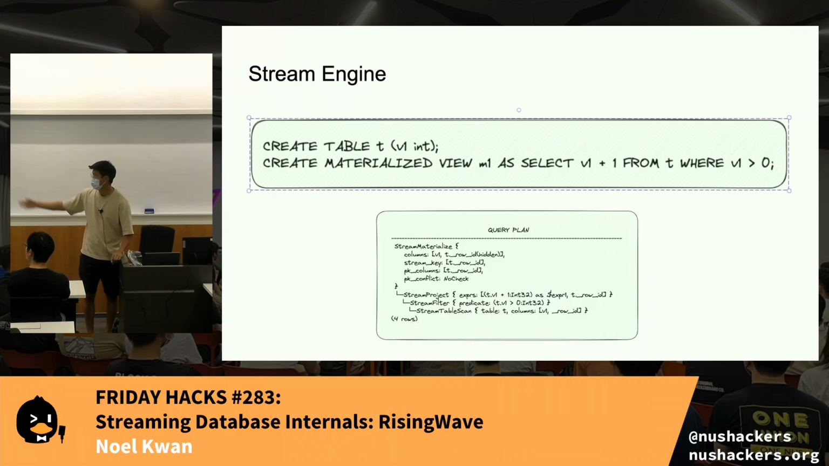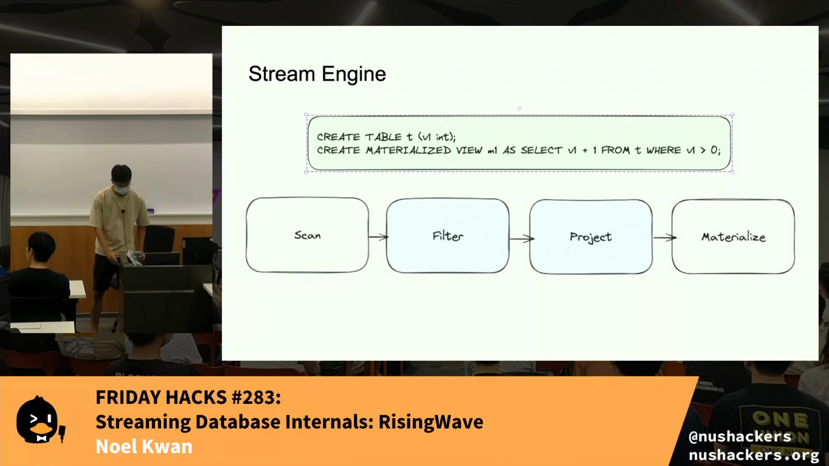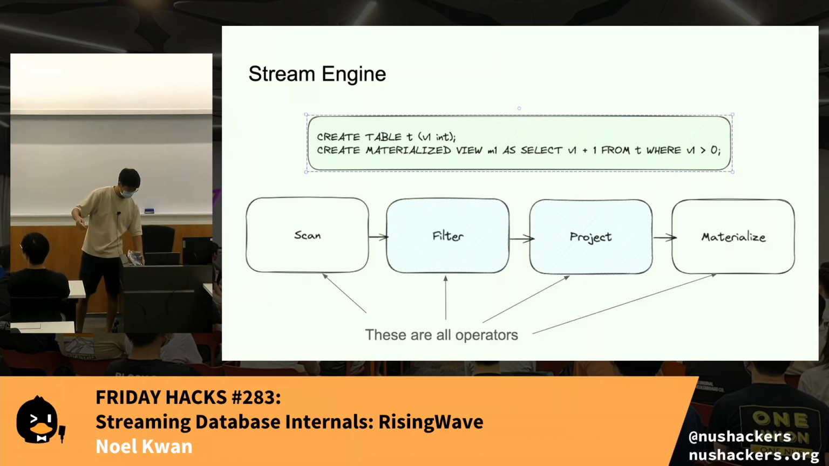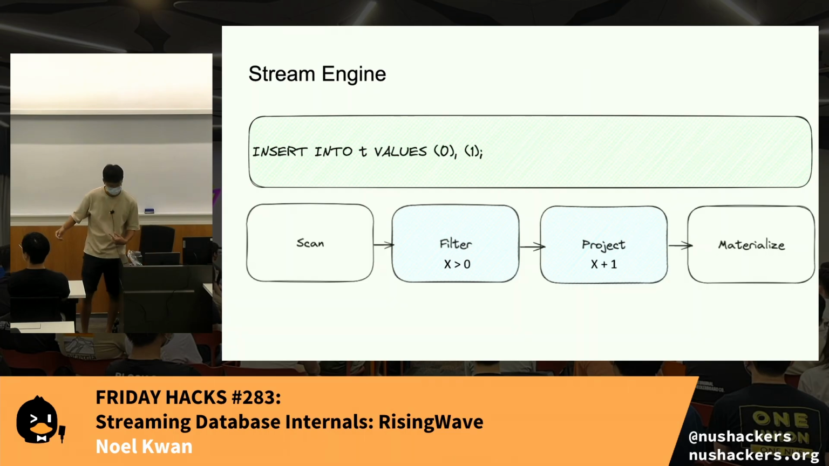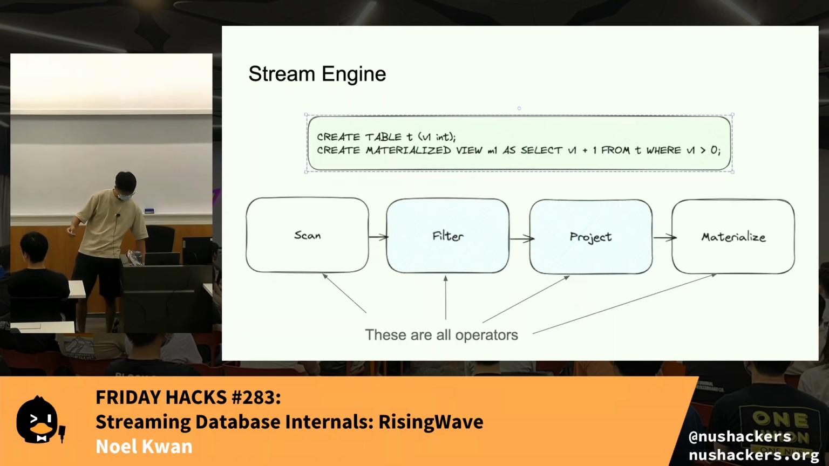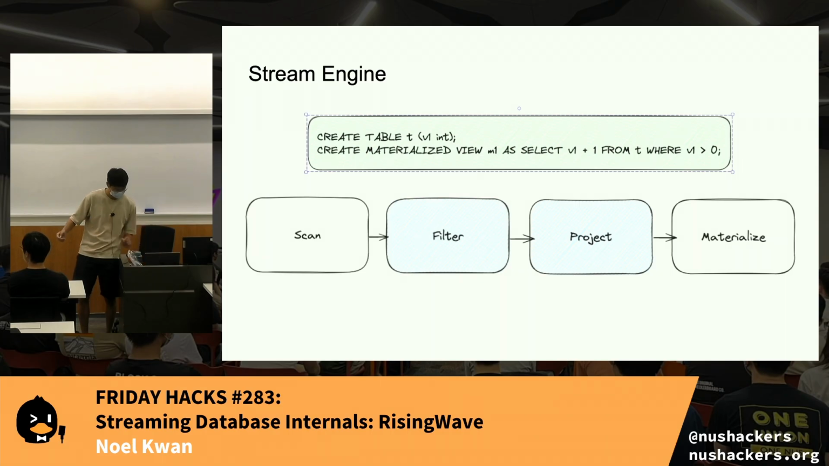If you run explain on the materialized view query, you get this query plan here, and I'm going to simplify it and show it as a diagram. You can see the first thing we do is scan records in from the table T. After that, we apply the filter, V greater than 0. Sorry, I realized that doesn't have that definition. But the filter is basically V1 greater than 0, and then the project is just applying the +1 to V1.